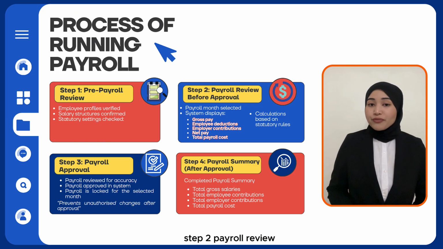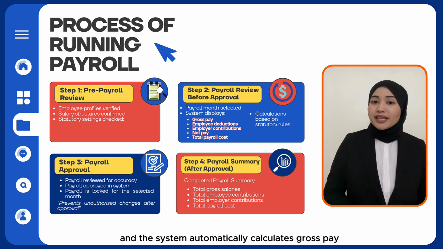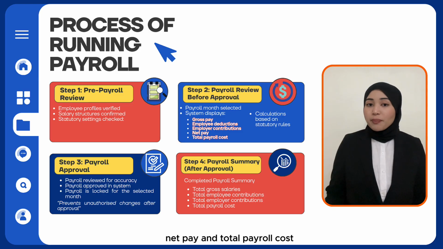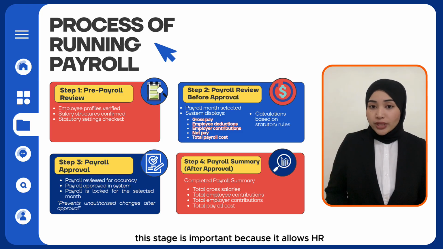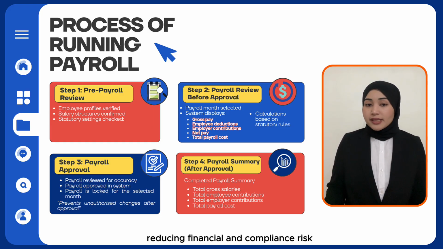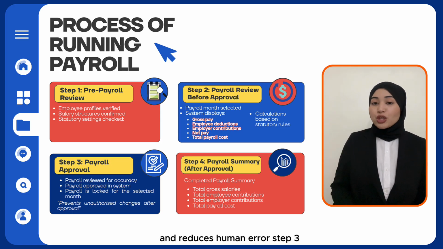Step 2. Payroll review before approval. The payroll month is selected and the system automatically calculates gross pay, employee deduction, employer contribution, net pay, and total payroll costs. This stage is important because it allows HR to verify payroll calculations before approval, reducing financial and compliance risks. The automatic calculation also improves consistency and reduces human error.